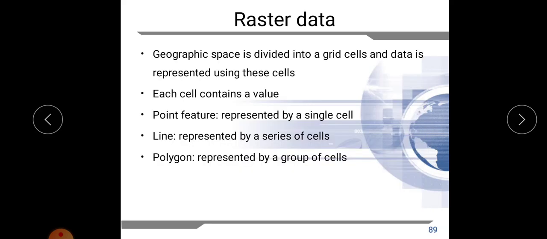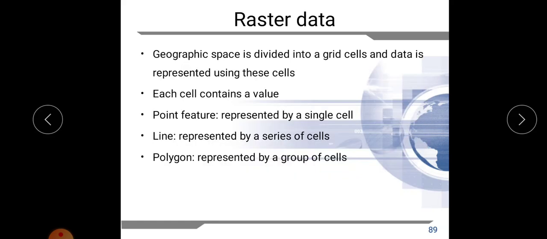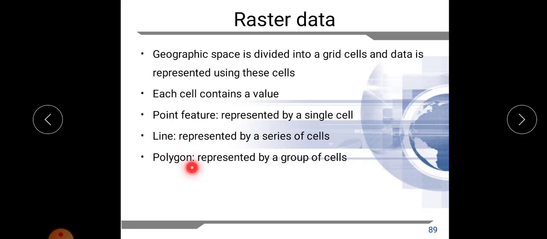And here also we represent features as point, line and polygon. A point feature is represented by a single cell. So if we are representing a single cell, it will be a point feature. That is, it will have 0 dimension. And in the case of a line, it is represented by a series of cells. If you want to represent some line, that is, any street or road network, we will use a series of cells like this. So it will form a line. So it is a one-dimensional parameter. Then the third type is polygon.